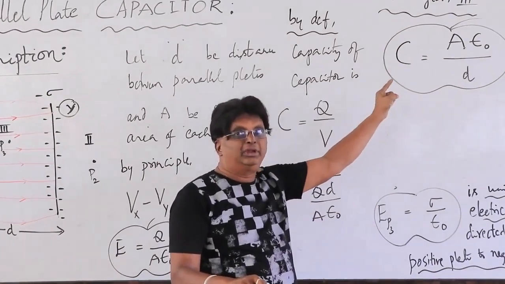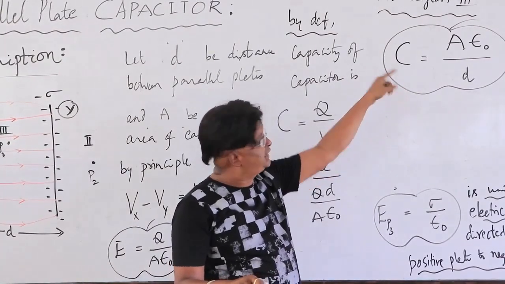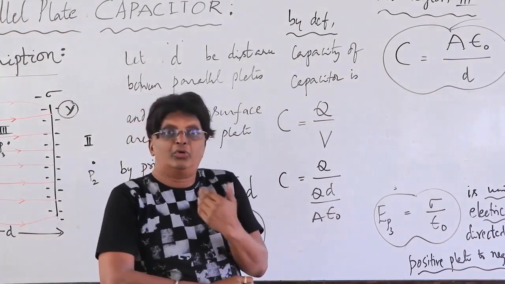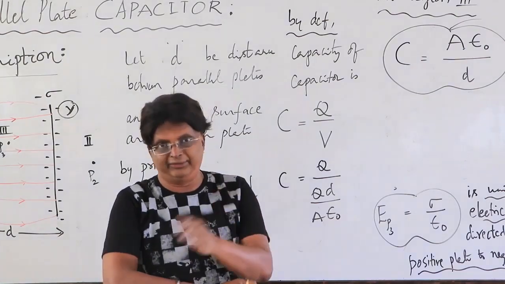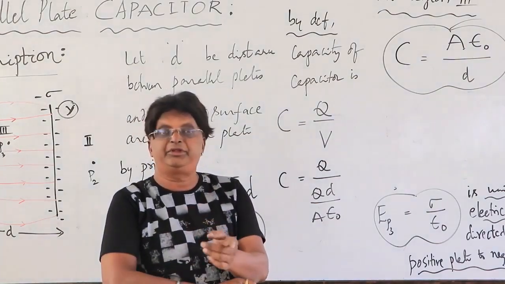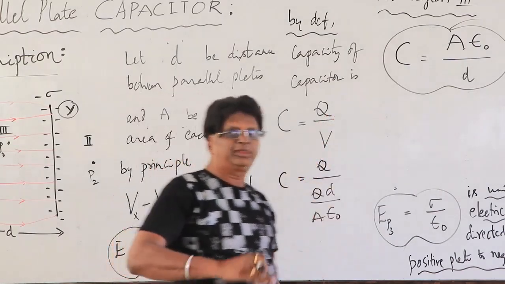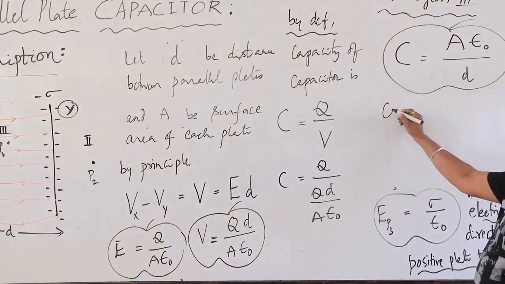Therefore, capacity depends upon the area of the plates, the common area shared, and it is directly proportional. More is the area, more is the capacity. Again, capacity depends upon the size. Epsilon naught is a constant. This is the capacity.